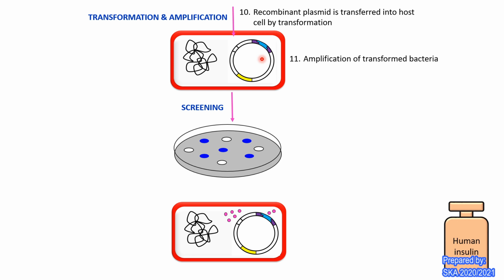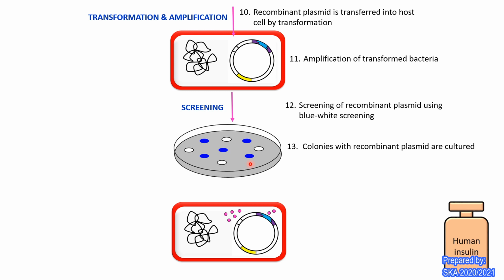The last step is screening. Screening of recombinant plasmid using blue-white screening. We already learned in previous lesson, the white colonies contain the recombinant DNA. So we need these white colonies. So then these colonies are cultured.